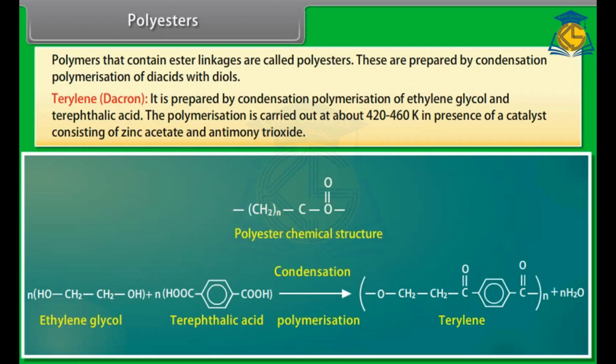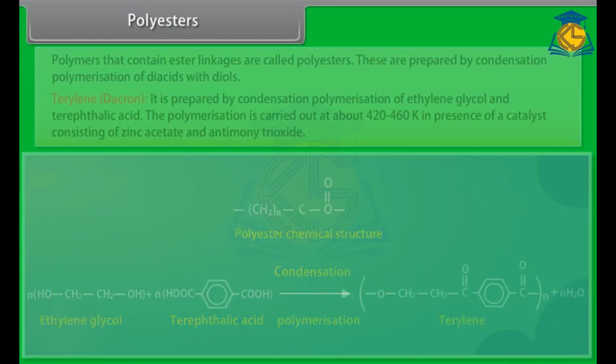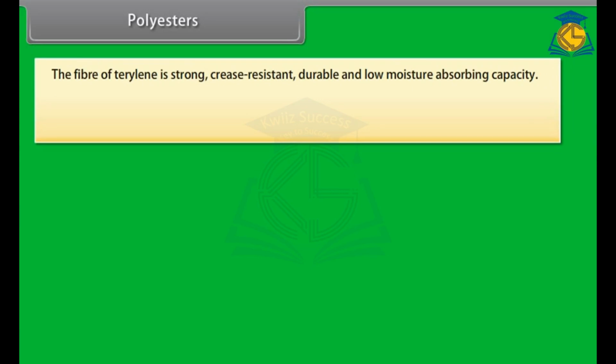The polymerization is carried out at about 420 to 460 K in presence of a catalyst consisting of zinc acetate and antimony trioxide. The fiber of terylene is strong, crease-resistant, durable and has low moisture-absorbing capacity.